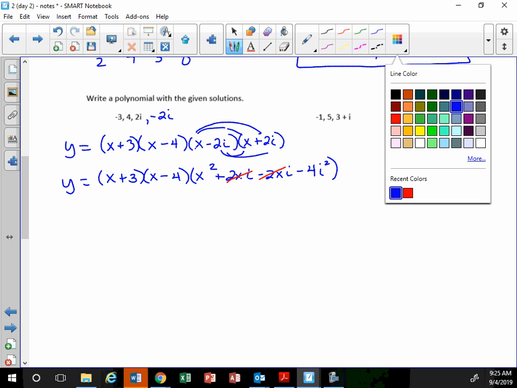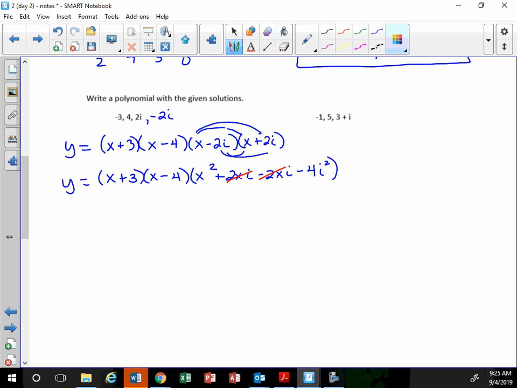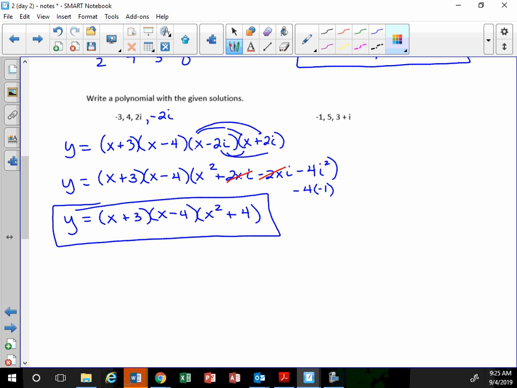And then we need to remember, what does i squared equal? Oh, good, you guys. So this is really -4 times -1. So what does that really mean? 4. Yeah, so your answer is y equals x plus 3 times x minus 4 times x squared plus 4. Okay, questions on that one? All right, that one is not too bad.